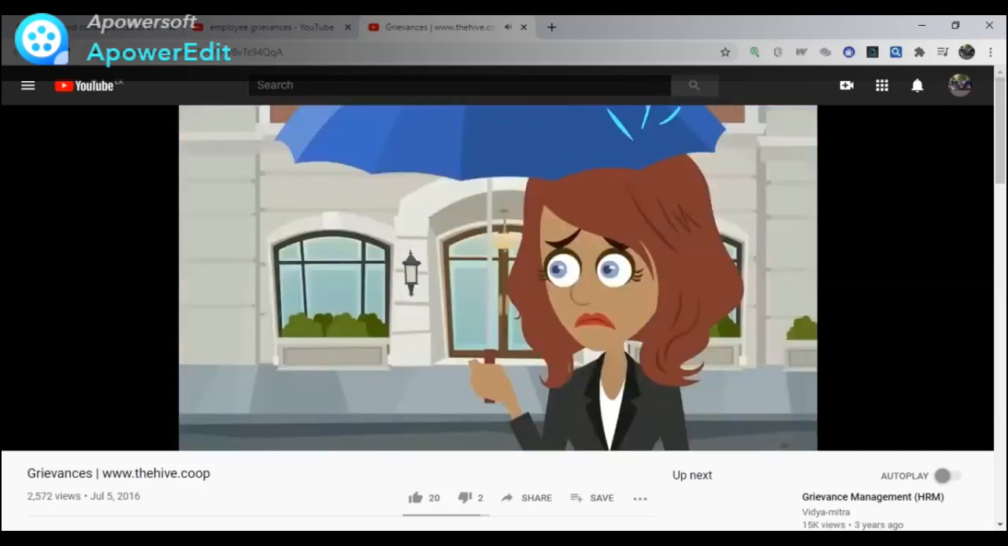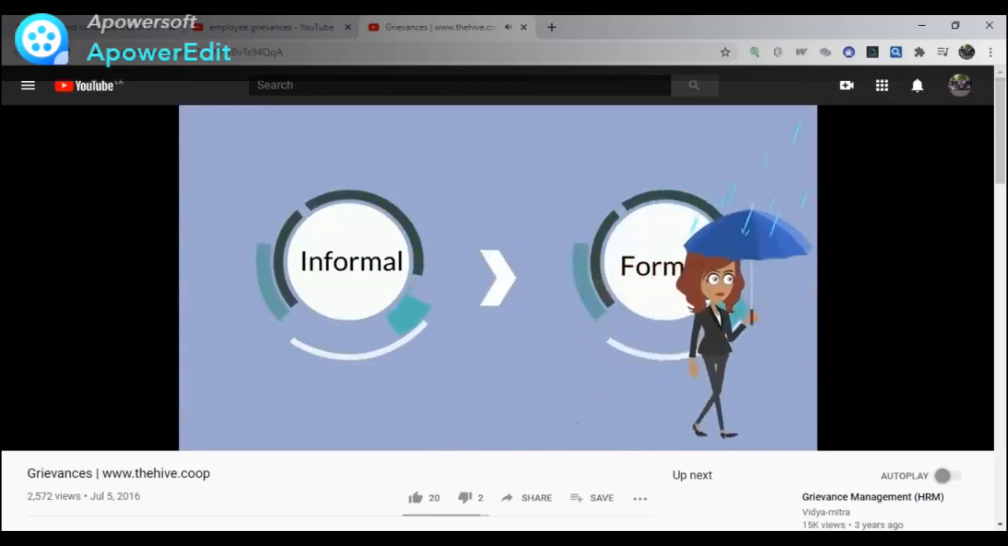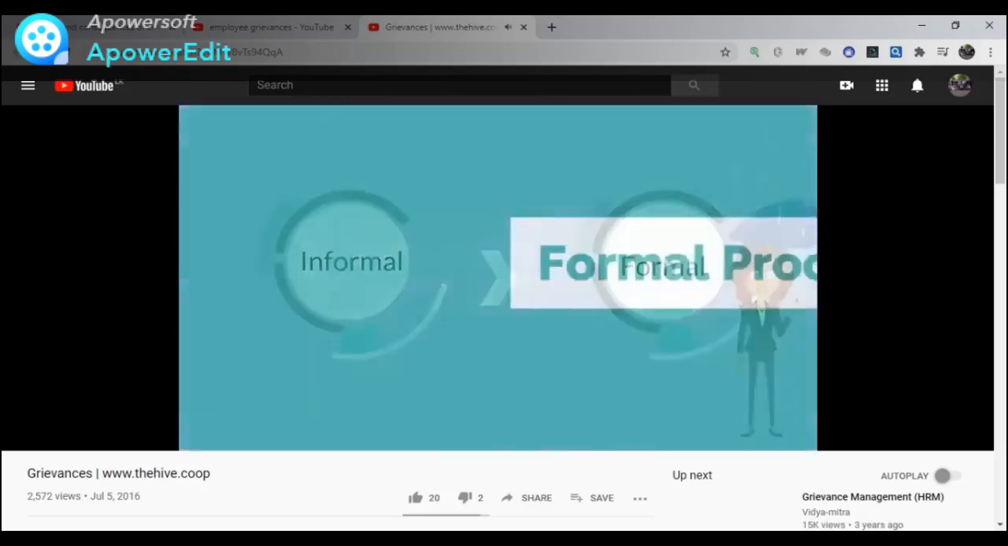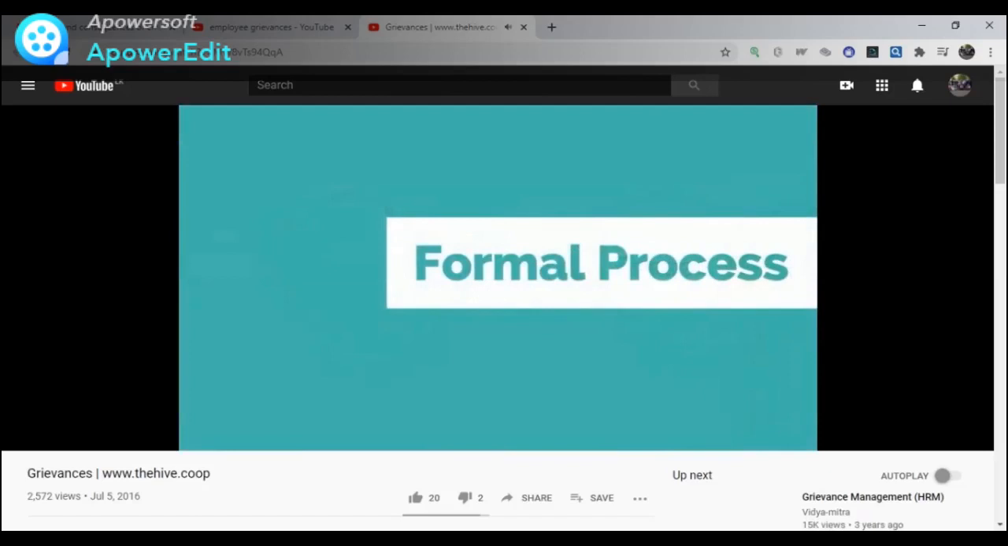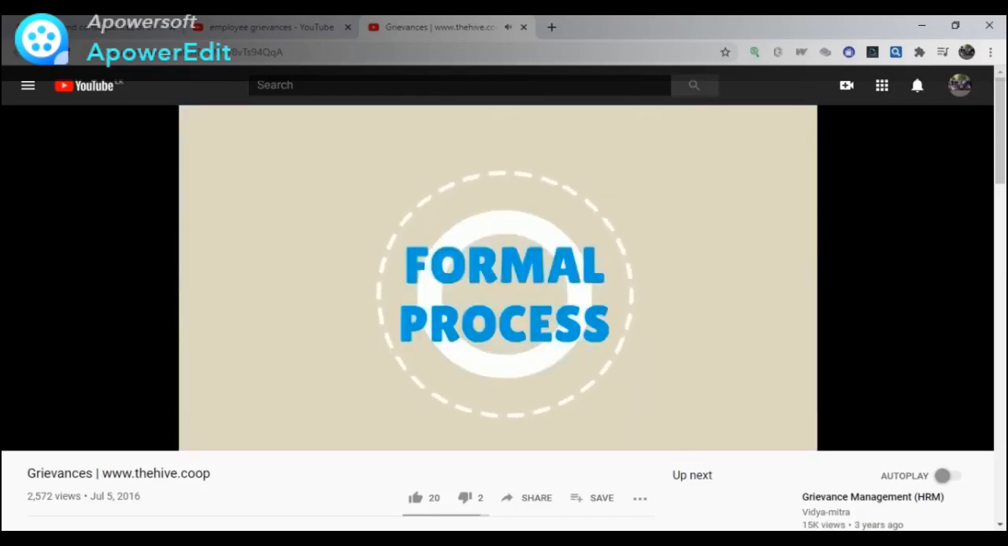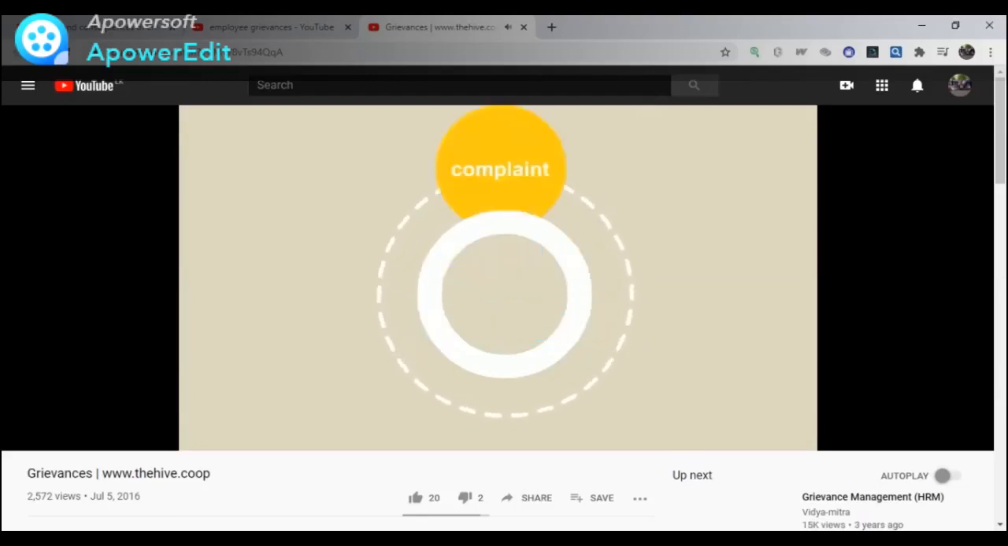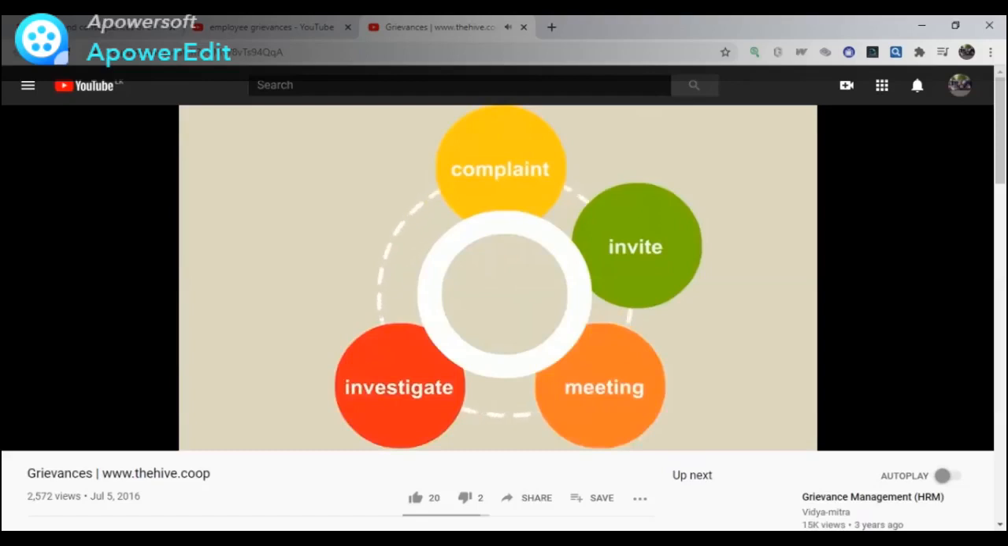If the employee is unhappy with the outcome or doesn't want to use the informal process, perhaps because of the nature of the issues, the next step will be for the employee to raise the issues formally. A formal process should include the following steps: the employee setting out their complaint in writing, your cooperative inviting the employee to a meeting, holding a meeting, investigating the issues, providing a written outcome, and allowing the employee an opportunity to appeal if they are not happy with your decision.